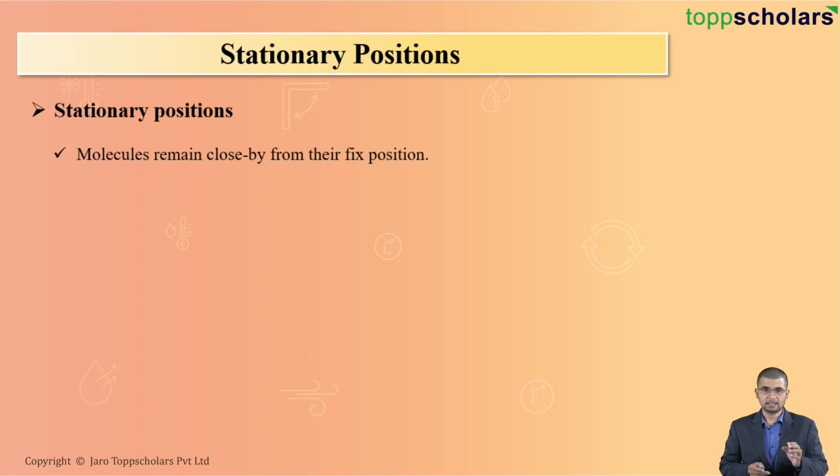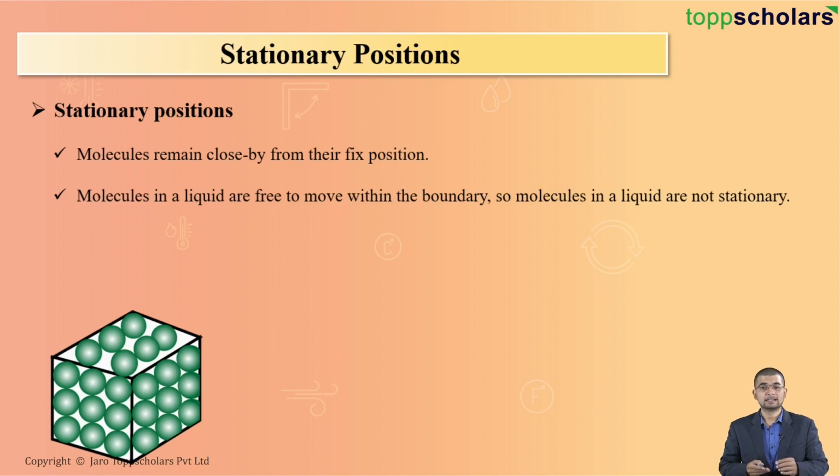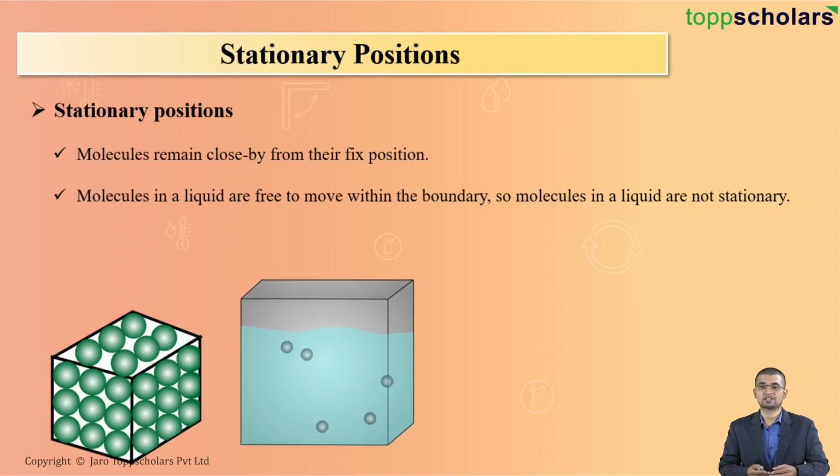Simply we can say in solids the molecules remain close by their fixed position. As we have seen in the previous point, the molecules can vibrate about their mean position, thus they cannot leave their position, as you can see in the diagram below. In liquids, on the other hand, they are free to move, as we have seen in the previous point, and thus they are not stationary.